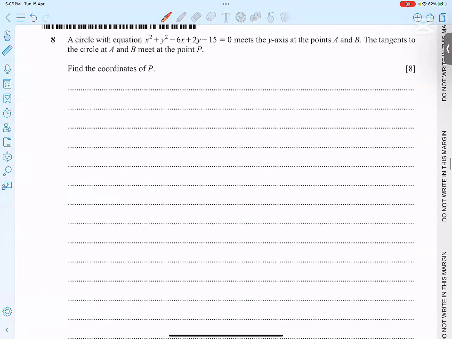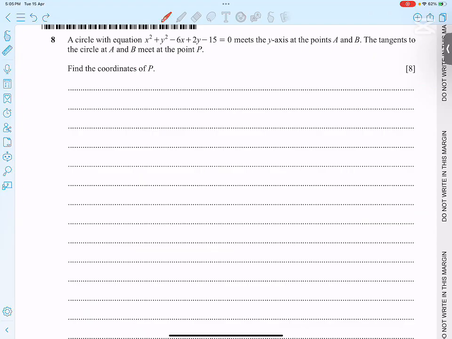Question number 8. If the circle is given this, meet y-axis at A and B. But before that, best idea: whenever a circle question comes, students, never try directly without a sketch. But sketching needs two things, what? Center of the circle and the radius. If we don't have them, we can't solve it.